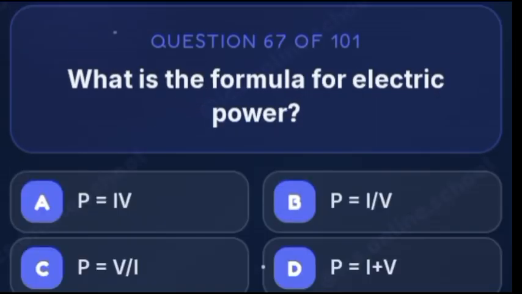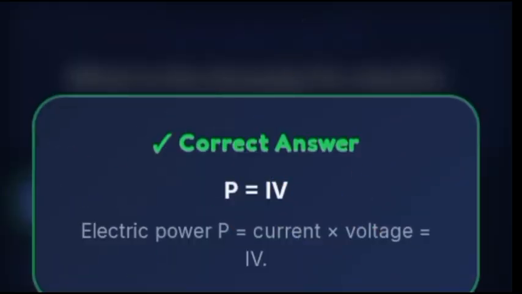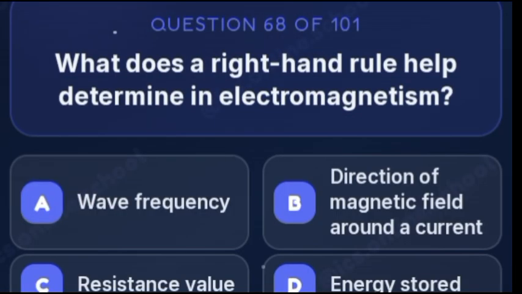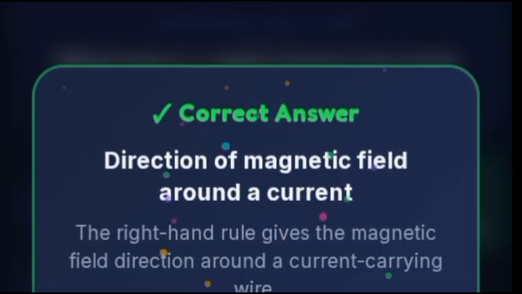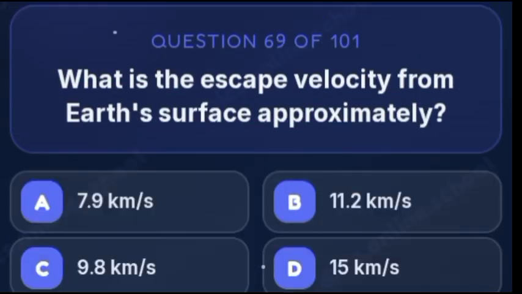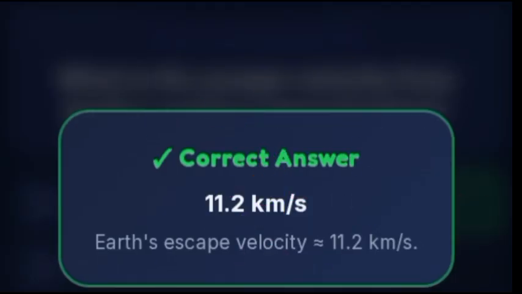What is the formula for electric power? This one, P is equal to IV. What does the right hand rule help determine in electromagnetism? It determines electric field. What is the escape velocity from Earth's surface approximately? 11.2 km per second.